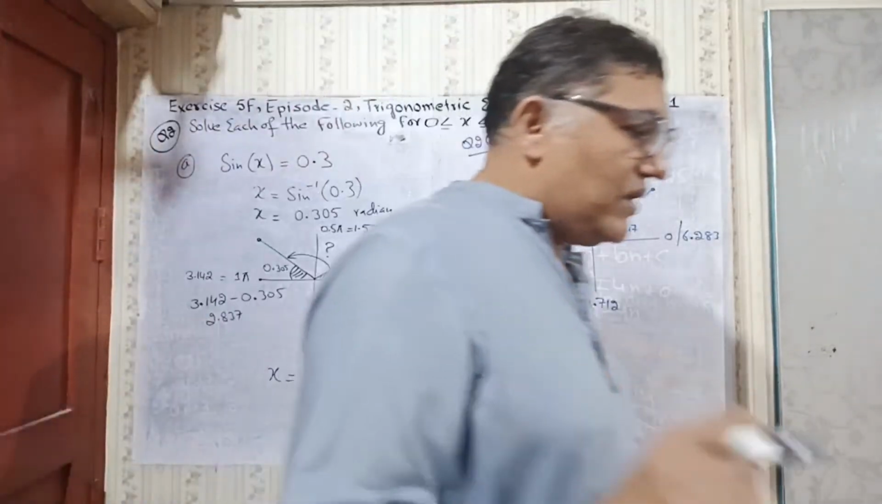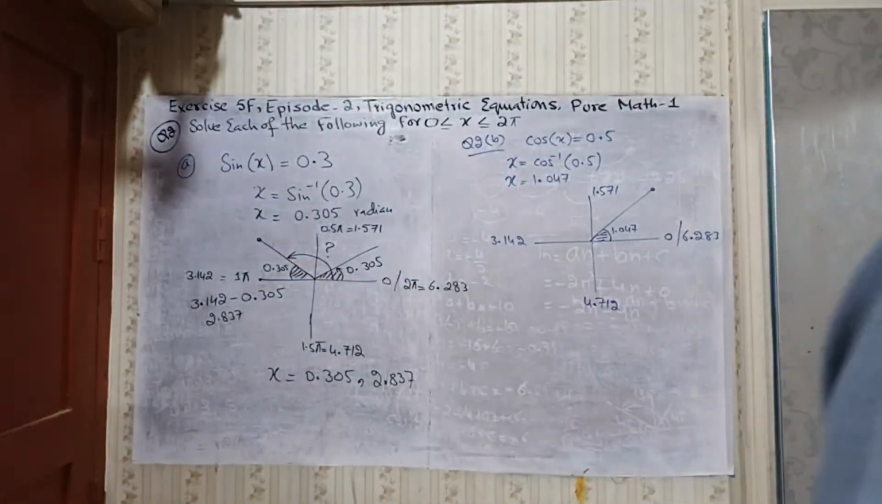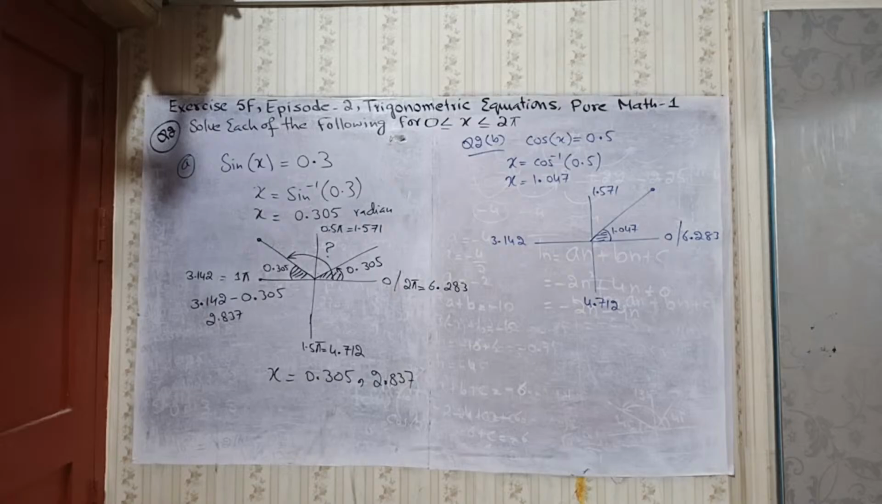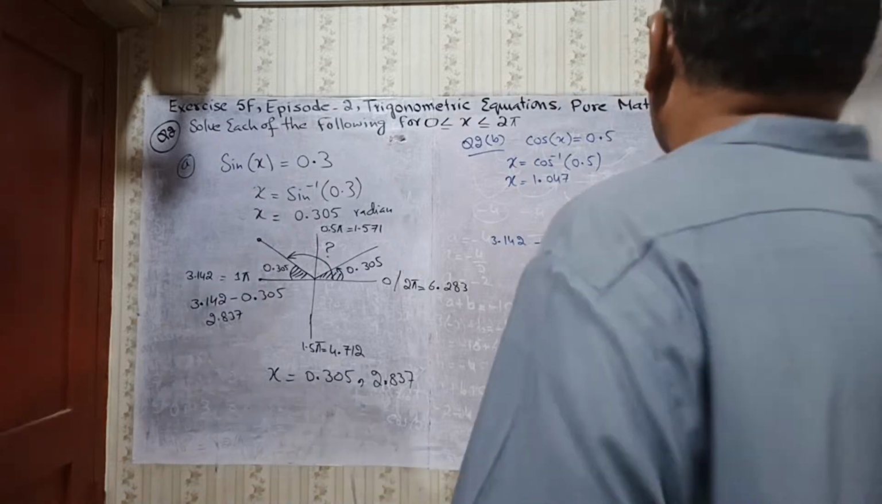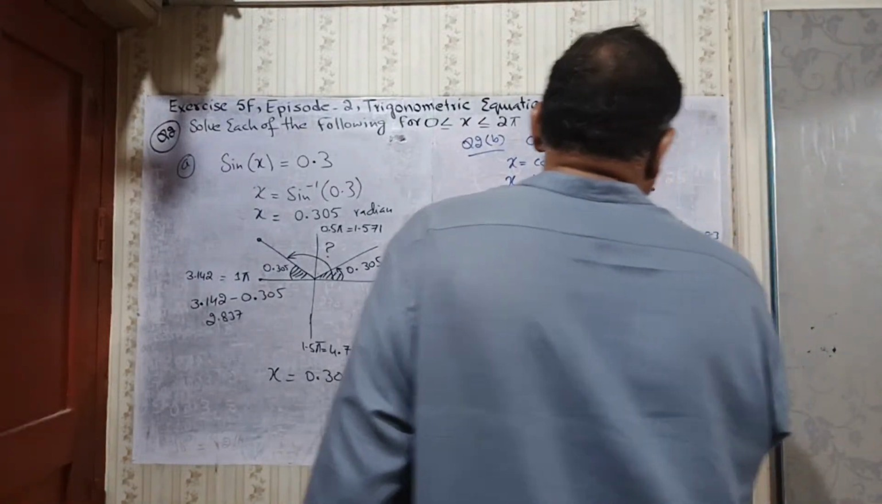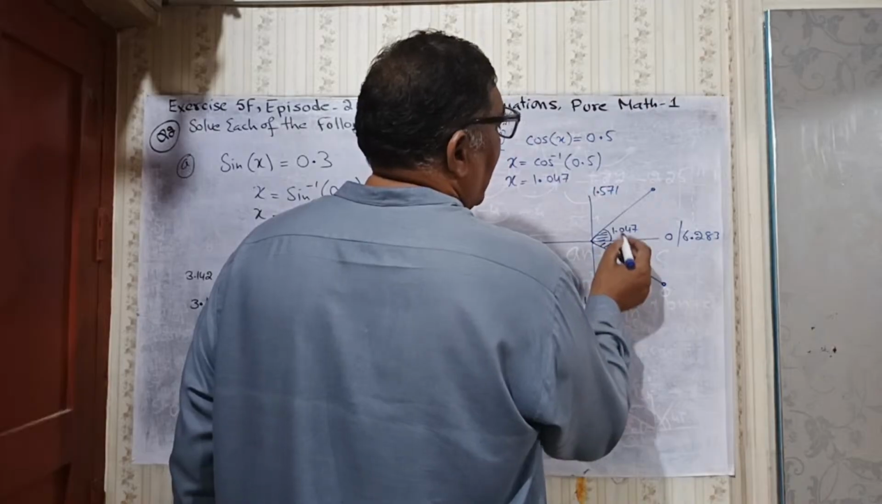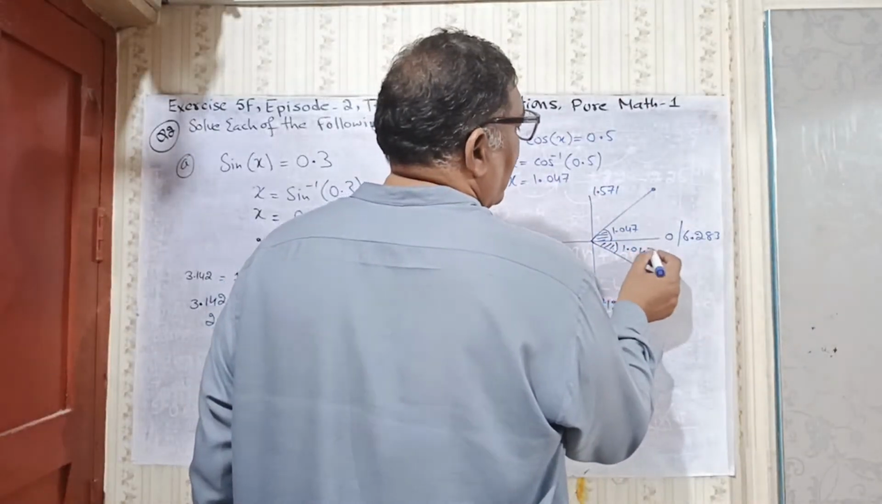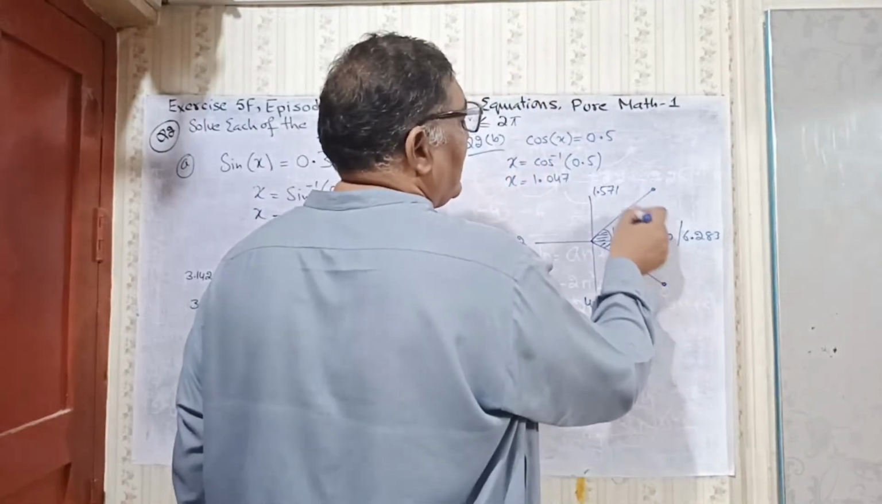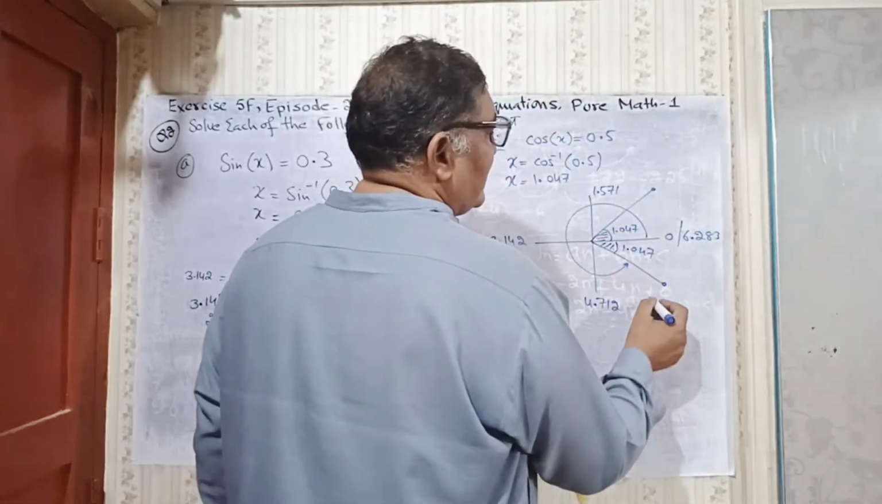So cos x is positive. From 0 to 2 pi, in these four quadrants, cos is positive in two places. In the first quadrant, cos is positive, and in the fourth quadrant, cos is positive. In the fourth quadrant, I will draw my base angle. The base angle is the angle with the x-axis. In the fourth quadrant, if I draw this angle, the base angle is the same here, 1.047. So how much will this angle be?